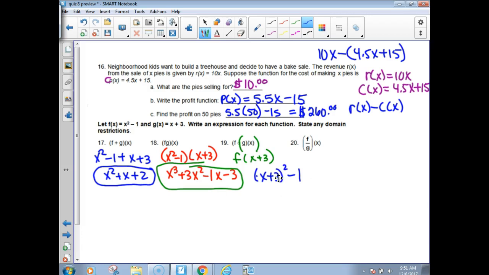Okay? So I squared this out by doing the shortcut method, x times x squared. x times 3, 3x doubled would be plus 6x. And then 3 times 3, plus 9. Okay, then simplify. Get x squared plus 6x plus 8.